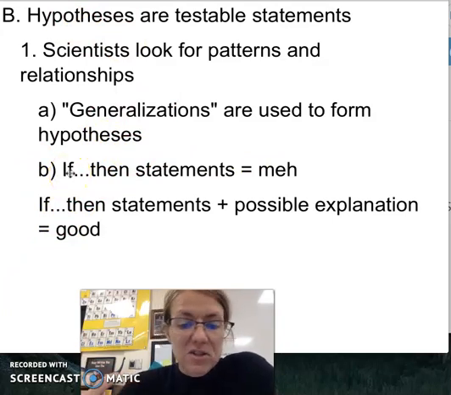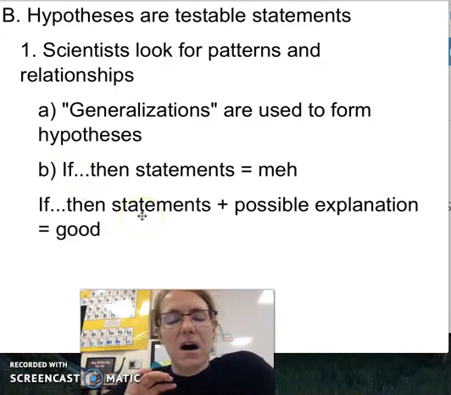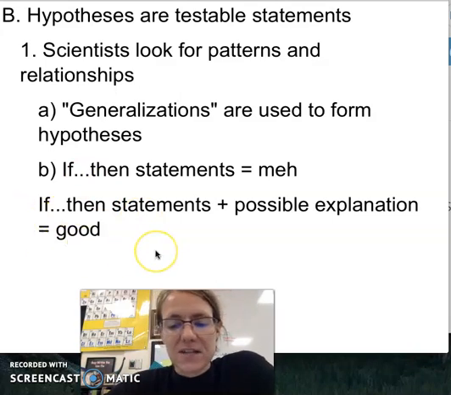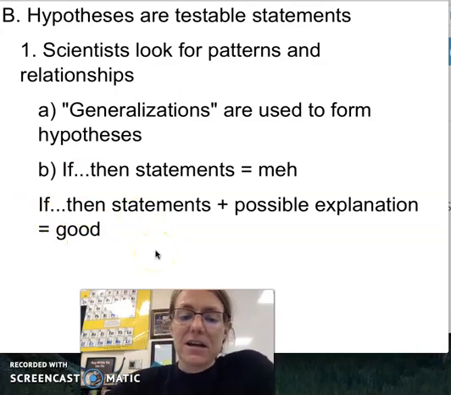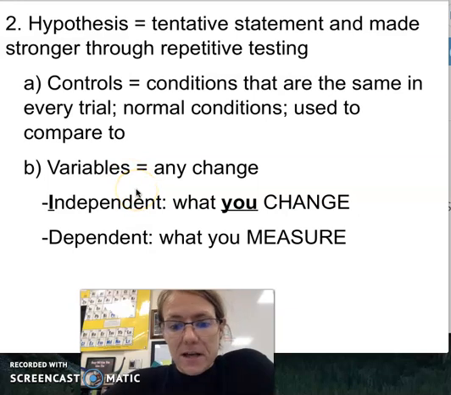I mean, it's good, but if you really want to make your hypothesis stand out and be awesome, you would use an if-then statement plus a possible explanation as to why that occurred. Now you got a really good hypothesis. So let's take a look at a few examples. On the next slide, my bad.